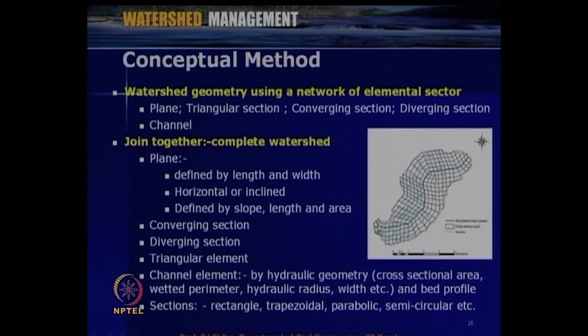As far as this watershed is concerned, this is the channel. We will be considering the cross sectional area of this channel, the wetted perimeter, hydraulic radius, width, etc., and the bed profile. The channel section can be rectangular as usual, trapezoidal, parabolic, semicircular or triangular. Various sections are possible. Now, in the geometric approach, we can assemble all these elements together, so that the entire watershed can be represented by one or another kind of element.